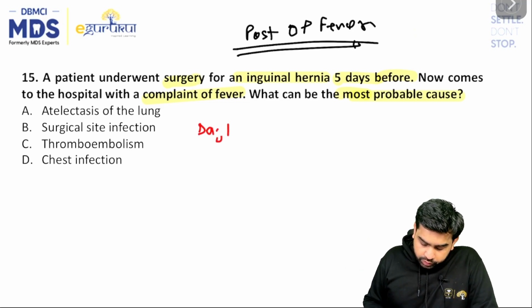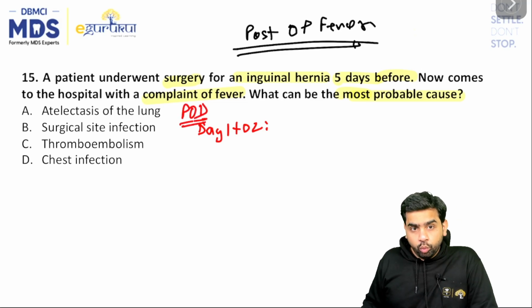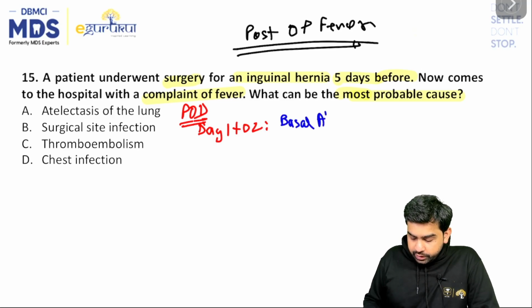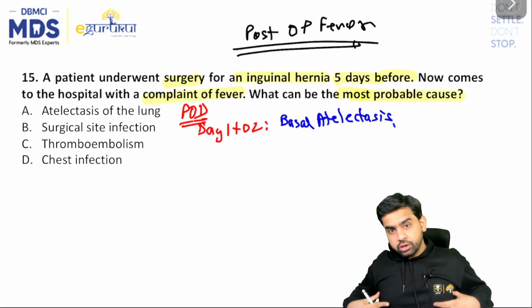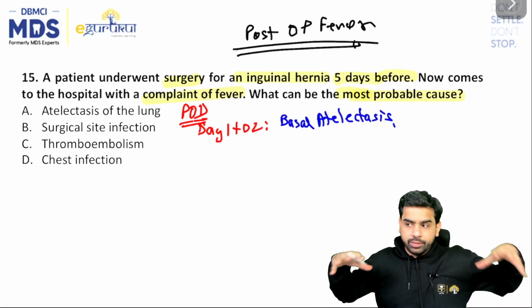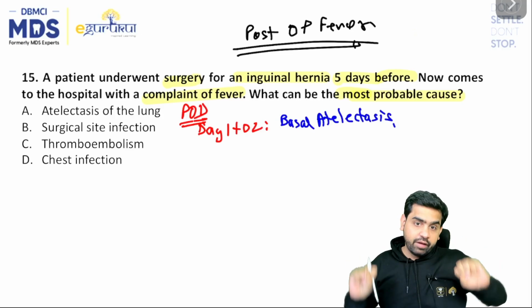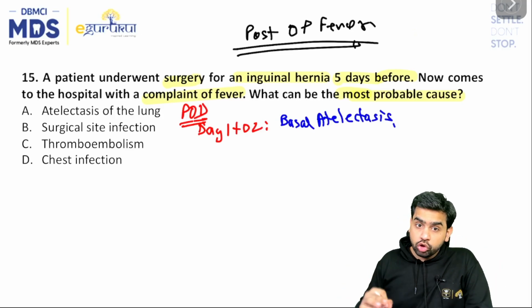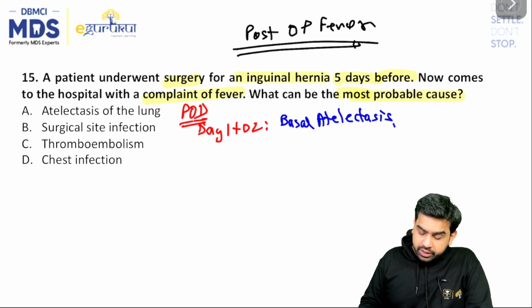So on the day 1 to 2, on POD 1 to 2, post-operative day 1 to 2, what is going to be the cause of the fever? It is usually basal atelectasis. It means that the lower parts of the lungs are not able to expand in a proper manner, and the alveoli of the lower part of the lung have collapsed. So that is what is called basal atelectasis, leading to lung infection. That is the most common cause of the fever on post-operative day 1 to 2.